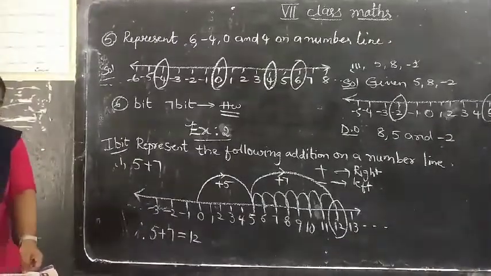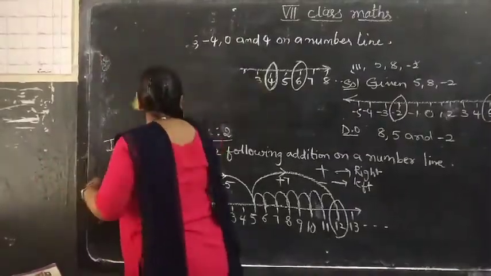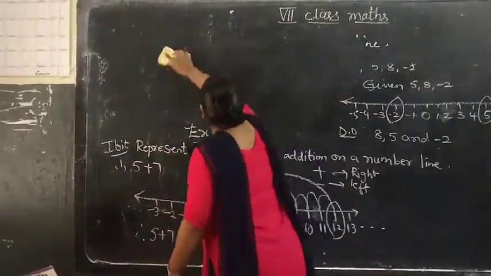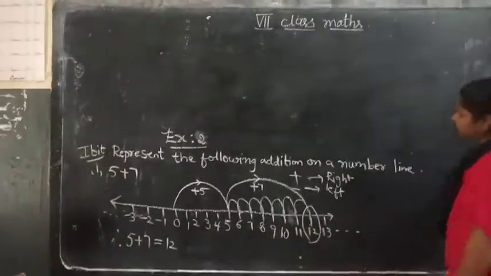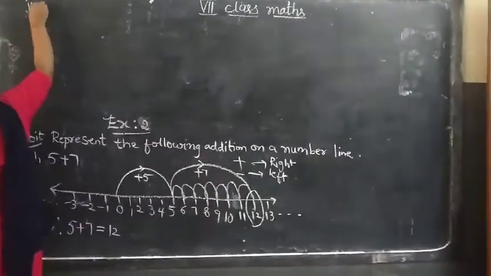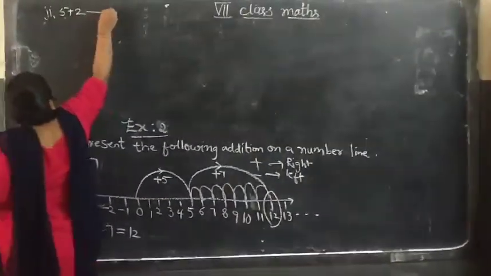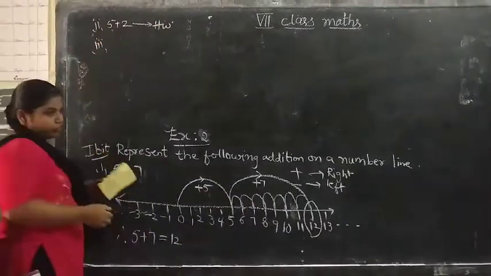Next is the second one, do it as homework. I will give you the question. The second one is 5 plus 2. Do this as homework, same as the first one.